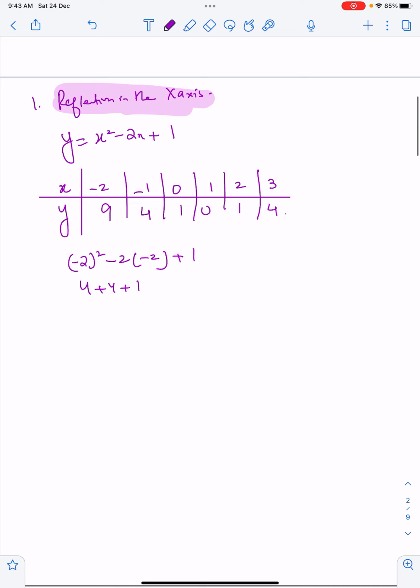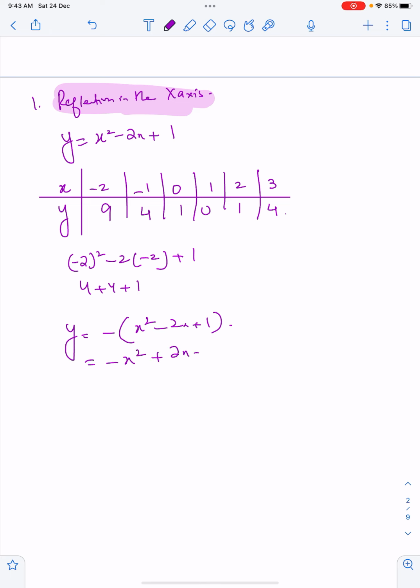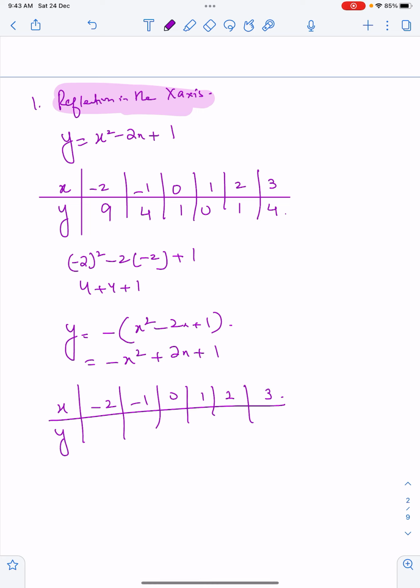Now, if I multiply the whole of this equation by a negative, the graph is going to be y equals minus x squared plus 2x minus 1. And if I take similar values of x, the value of y with negative 2 is going to be negative 9. With negative 1, it's going to be negative 4. With 0, it's going to be negative 1. With 1, it's going to be 0. With 2, it's going to be negative 1. And with 3, it's going to be negative 4.